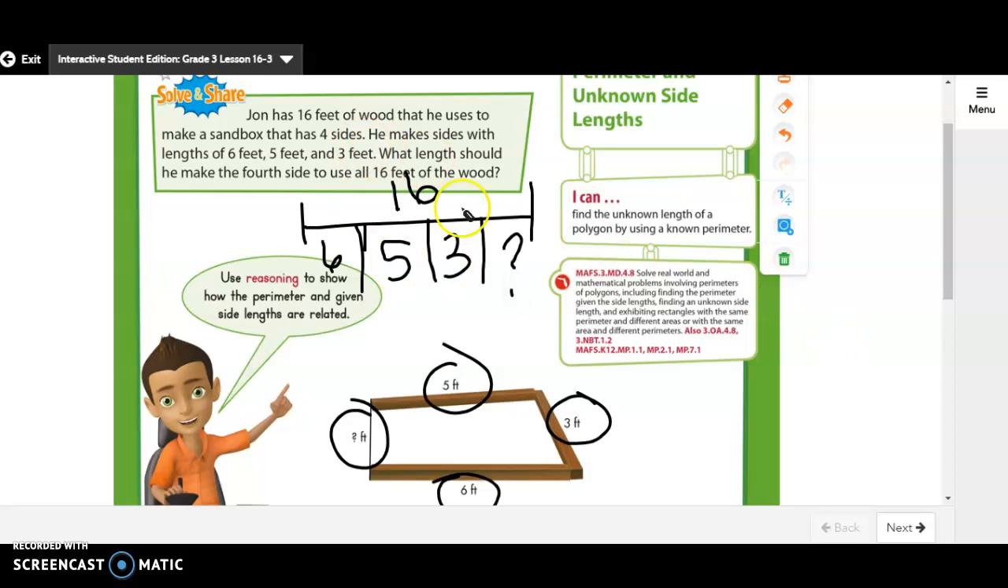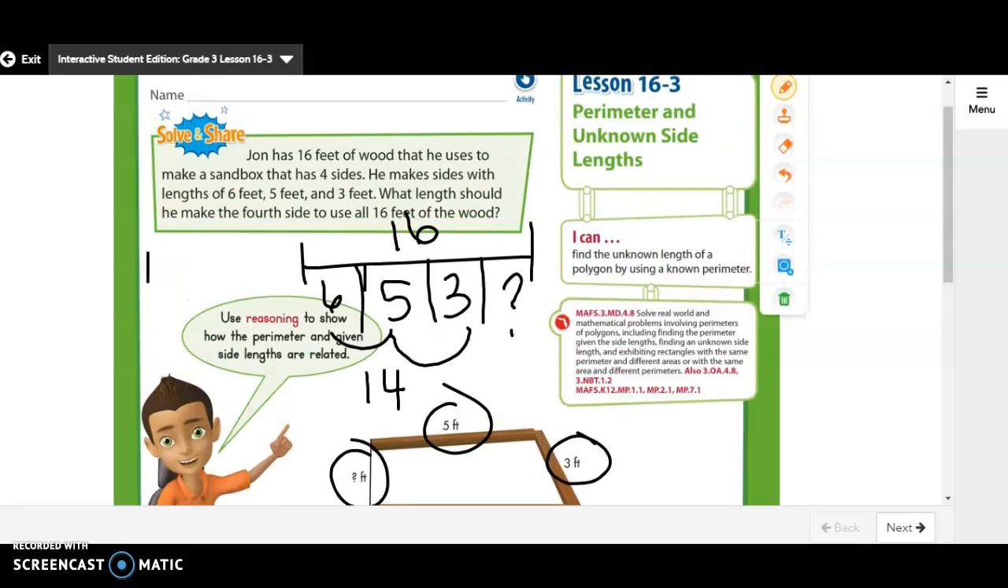So if we know that our total is 16 feet, and we know these amounts, in order to find the missing amount, the first step we need to take is add up how much we already know. 6 and 5 make 11, 11 and 3 more make 14. So I know 14 of my 16 has already been used. So in order to use my total amount of 16 feet, I have to think, how many more feet do I need from 14 to make 16 feet?